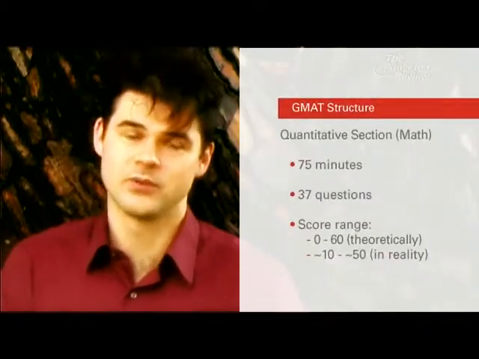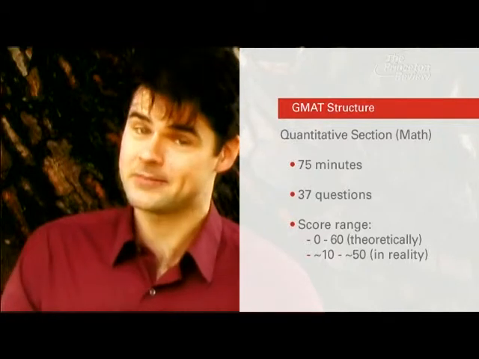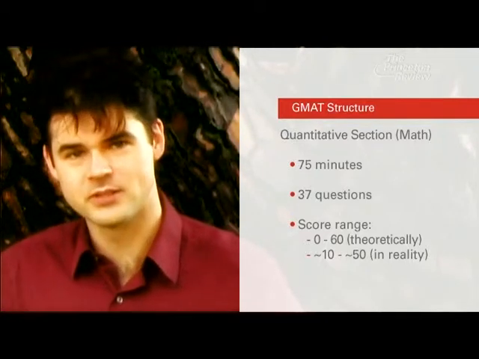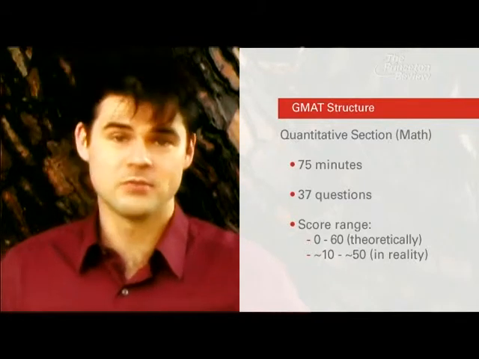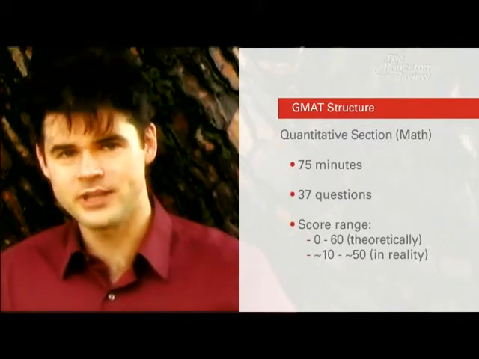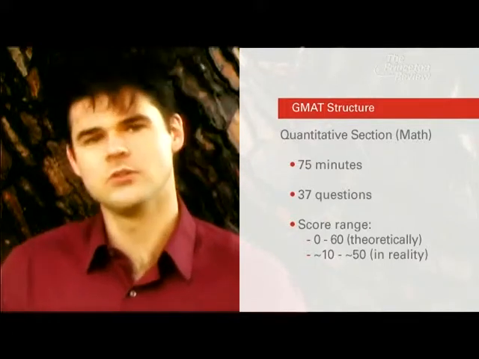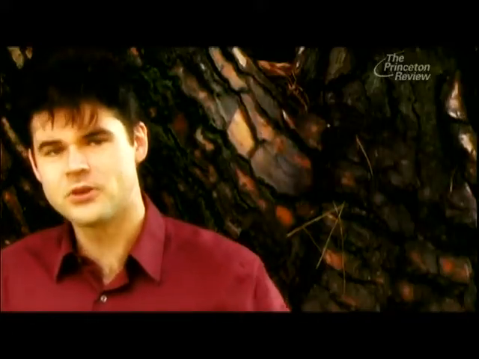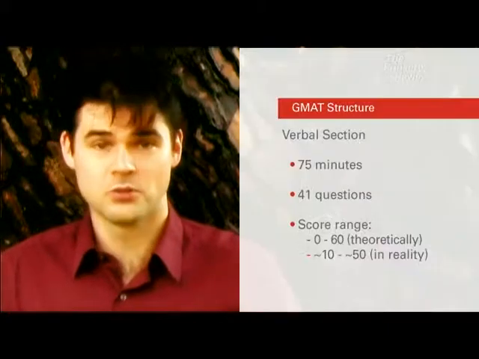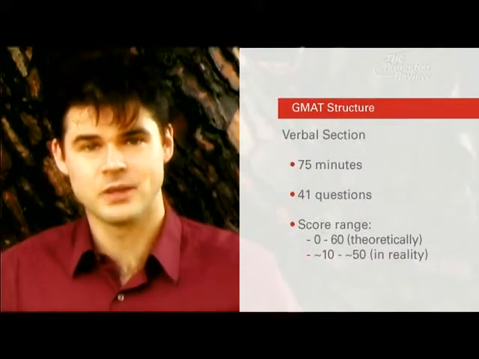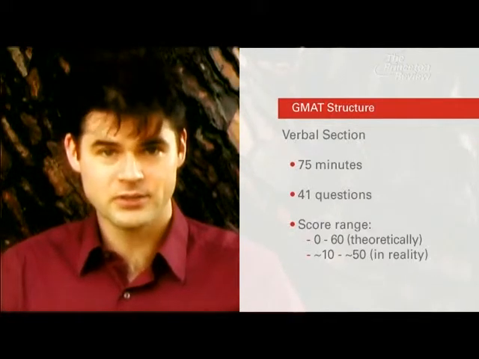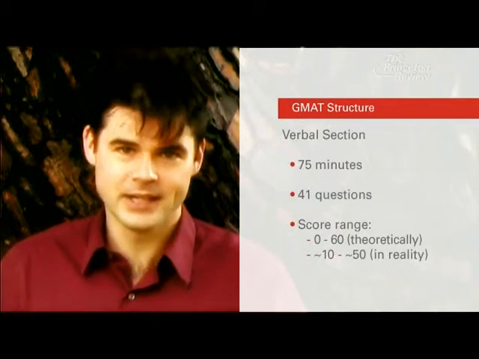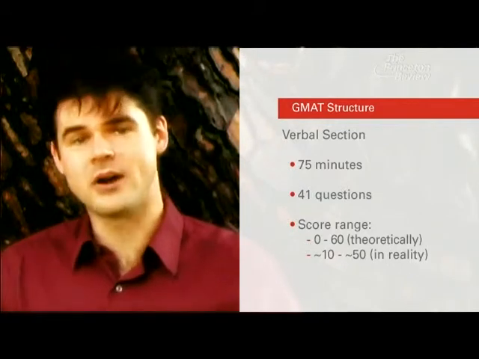The next section is the quantitative section, what we at the Princeton Review call math, because it's math. This section is 75 minutes long and consists of 37 questions. In theory, scores range from 0 to 60, but in actuality, scores go from about 10 to about 50. The third and final section of the test is the verbal section. This also is 75 minutes long and consists of 41 questions. This also is theoretically scored from 0 to 60, but in reality, again, from about 10 to about 50.